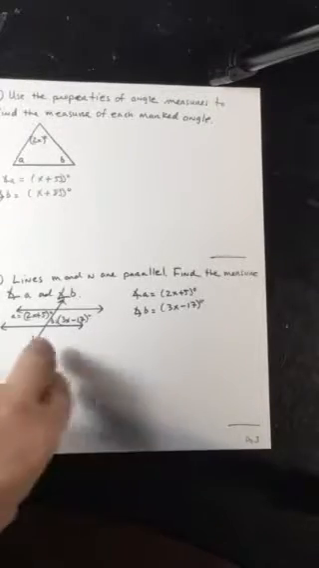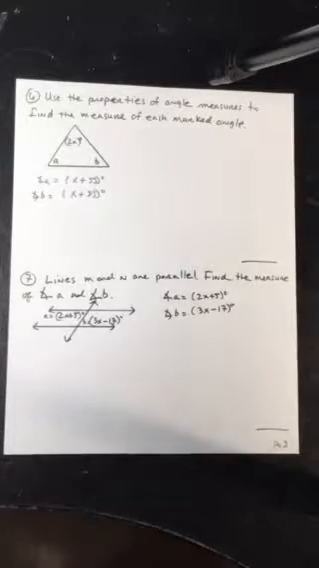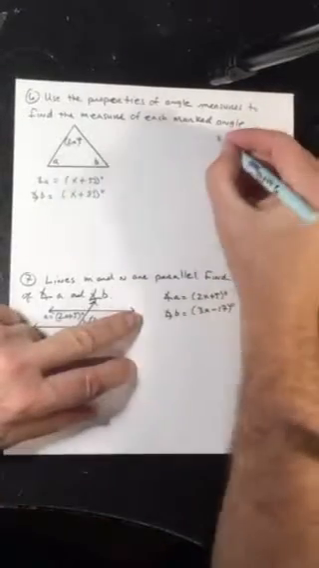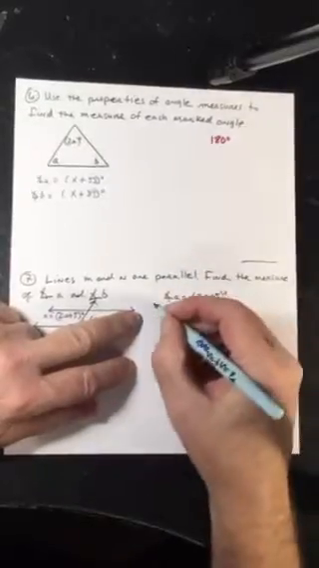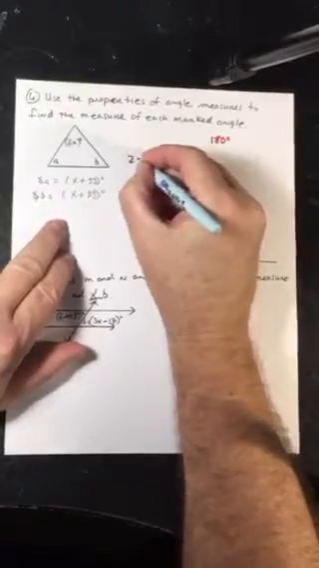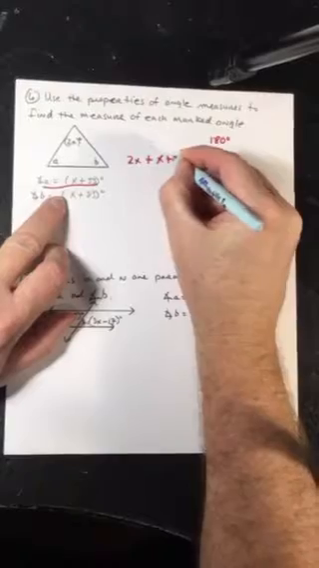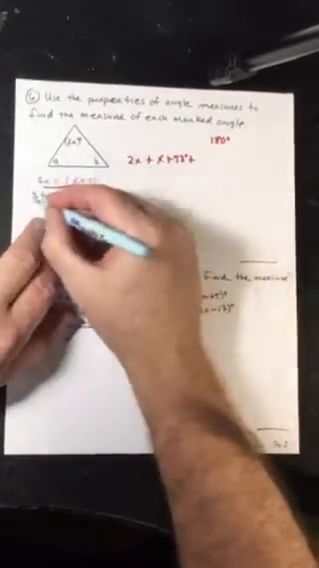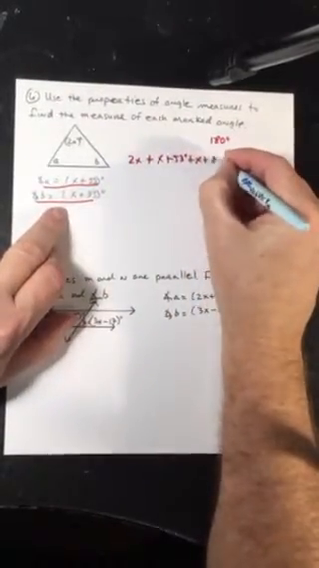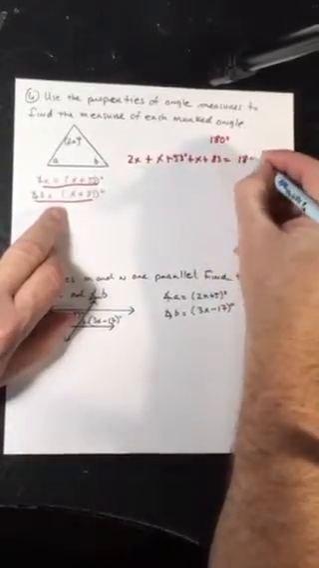I'm going to move on to number 6 here. That's number 6. Number 6 is a triangle, and you should know that a triangle is equal to 180 degrees. Therefore, those 3 angles must equal 180 degrees. So we got 2x, here's angle A, plus x plus 53, plus angle B, which is x plus 83, must equal 180 degrees.